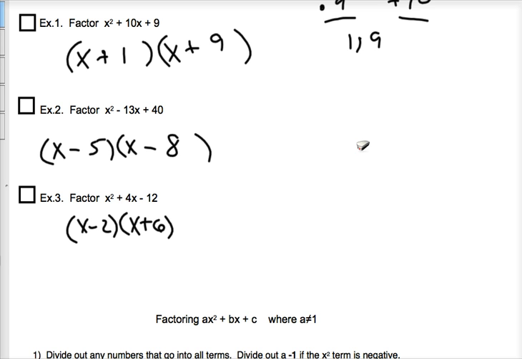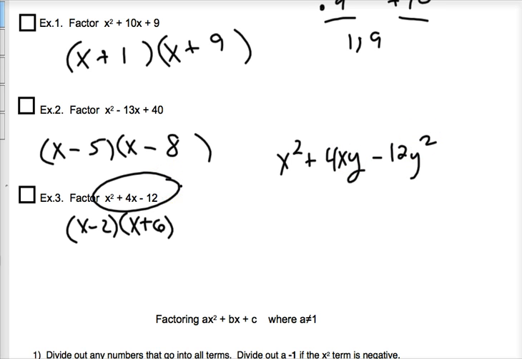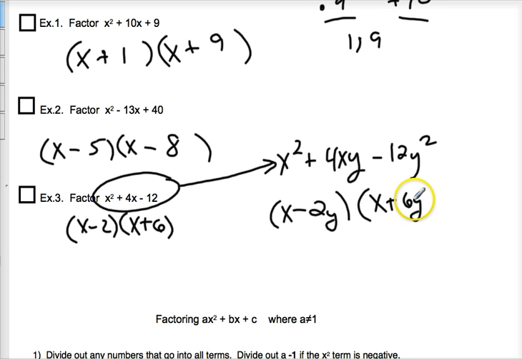It's got not just one letter, it's got two. So it might have x squared plus 4xy minus 12y squared. So this would be the same exact thing, except I've got a y and a y squared brought into it. Those aren't any different. All you need to do is factor the same way, except instead of x minus 2, you'll have x minus 2y. Instead of x plus 6, you'll have x plus 6y.